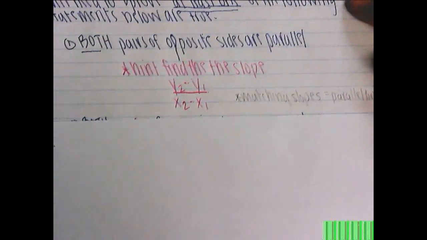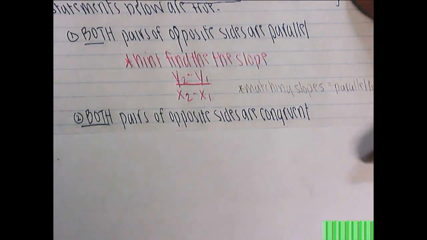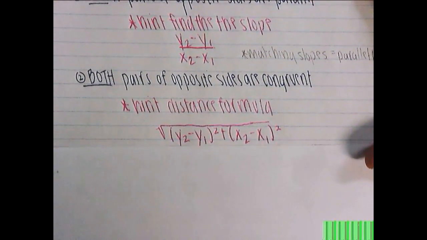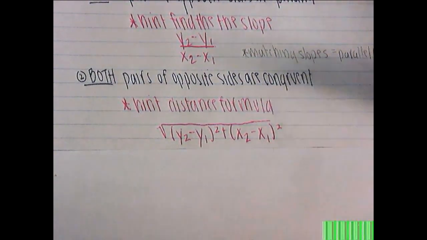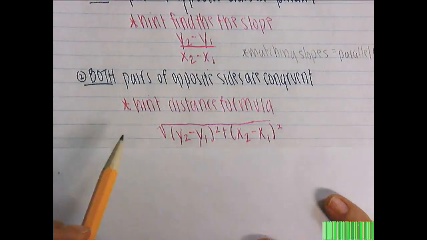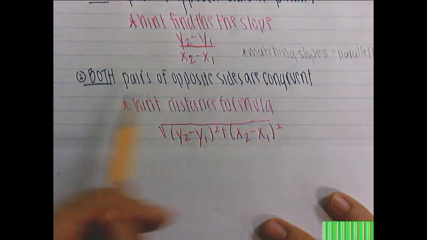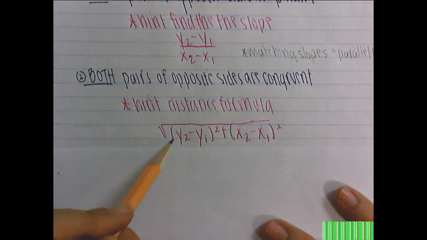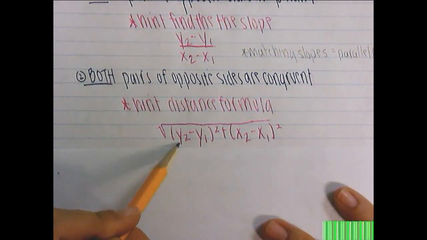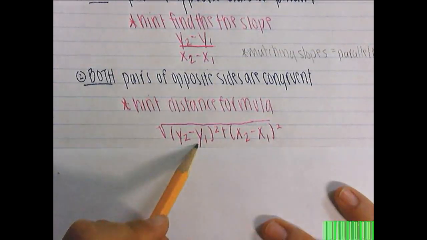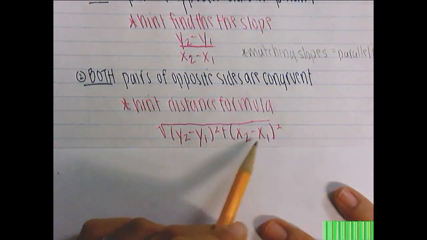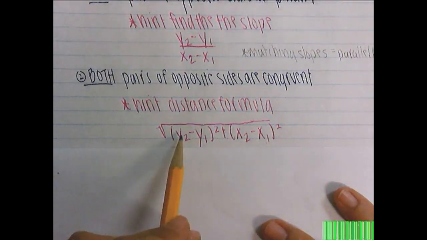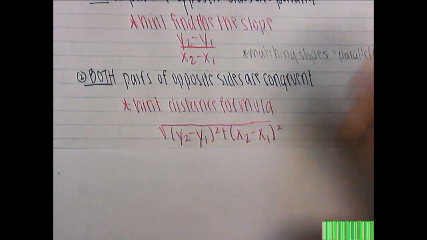Okay, so number 2, both pairs of opposite sides are congruent. All right, and a hint for that one would be using the distance formula, right? If we want to prove that they're congruent, we're going to have to make sure that they're each the same length. So we would use the distance formula, y2 minus y1 squared plus x2 minus x1 squared. You would sum those together and then take the square root.